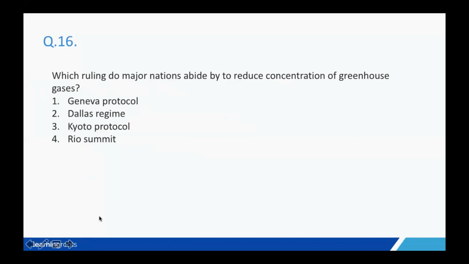Okay, what rulings do major nations abide by to reduce concentration of greenhouse gases? In this case, again, even if you are not sure of the exact nature of the protocols, you should at least have heard the name of the Kyoto Protocol, which was ratified in the year 1997. So very important in relation to climate change. So Kyoto Protocol is the ruling by which major nations abide to reduce concentration of greenhouse gases.